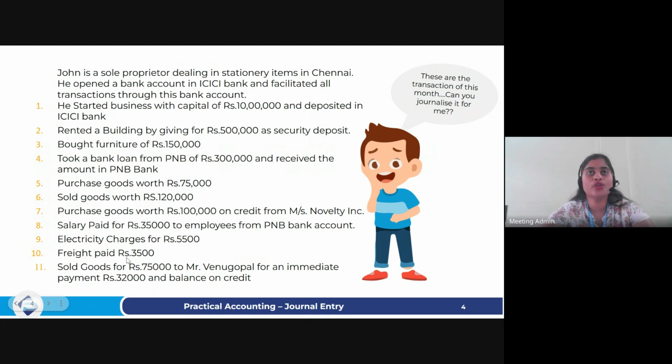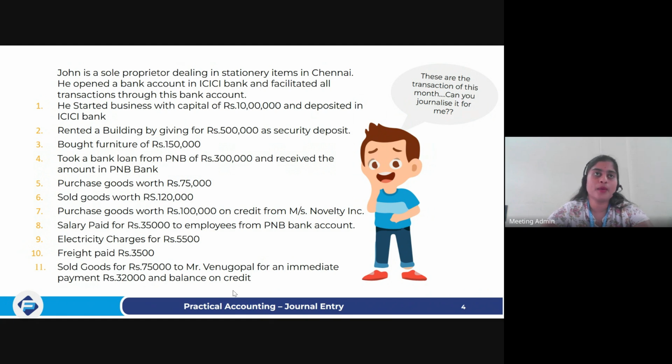So that's why we are going to take it on the debit side. Freight paid of rupees 3,500. So freight paid account debit to ICICI bank account. The last one will be sold goods of rupees 75,000 to Mr. Venugopal, for the immediate payment 32,000 and the balance on credit.